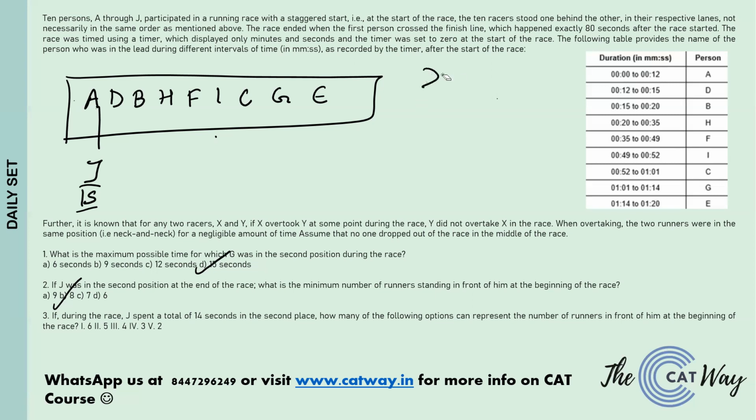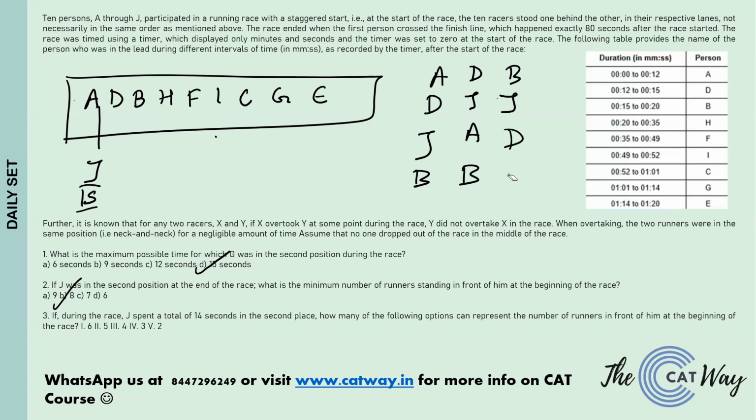See, it is A, D, J. This is the positioning. Now D overtook A, J also overtook A. So for 3 seconds the positioning was this. Now when B overtook D, J also overtook D to be in the second place. And this remained this way.